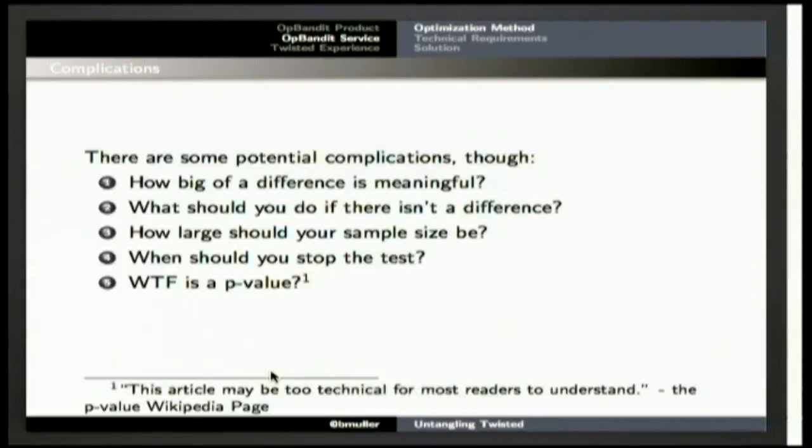But there are some complications. You have to answer questions about what sort of difference you actually care about. What should you do if there's no difference? Should you change anything? How large should your sample size be? You have to do sample size calculations. When should you stop the test? Also, what is a p-value? And I love it, it doesn't say it now, but it used to, the Wikipedia page for p-value said this article may be too technical for most readers to understand, which was just perfect. Nobody wants to read that.